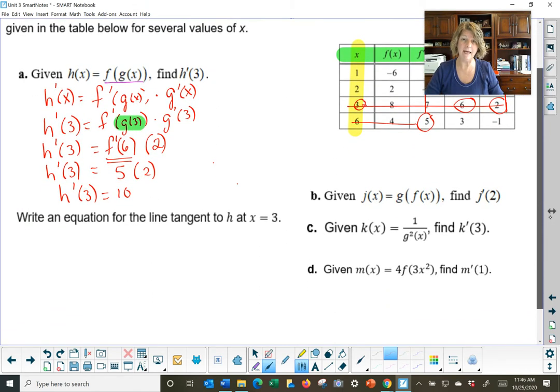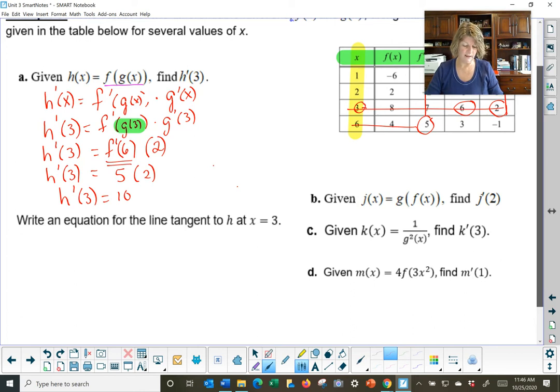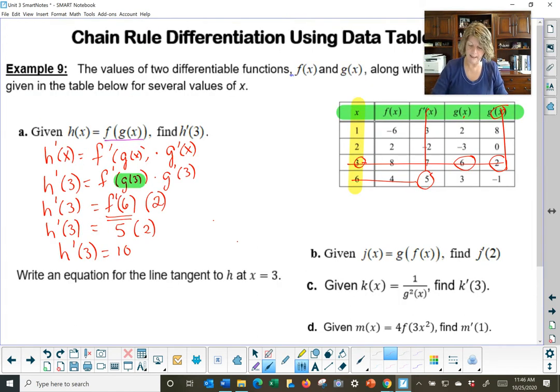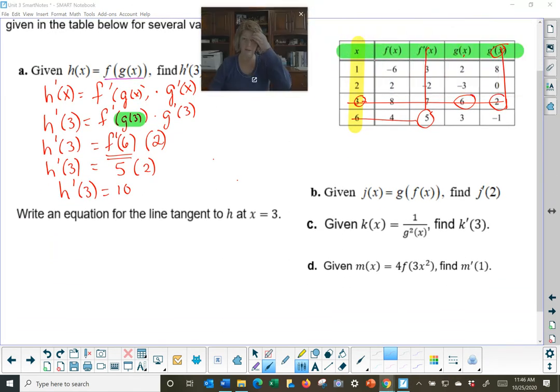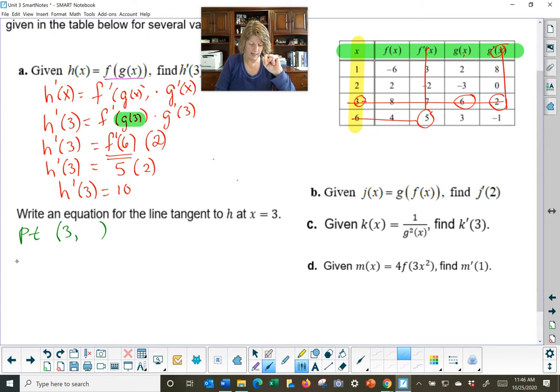Okay, part A has another part within it. It says write an equation for the tangent line of h at x equals 3. Well, we are getting darn good with writing equations of tangent lines. We know we need two things. We need a point. So when x is 3, what is y? And we need a slope. h prime of 3 turned out to be 10. So we've already calculated that. What I don't know is what h of 3 was.